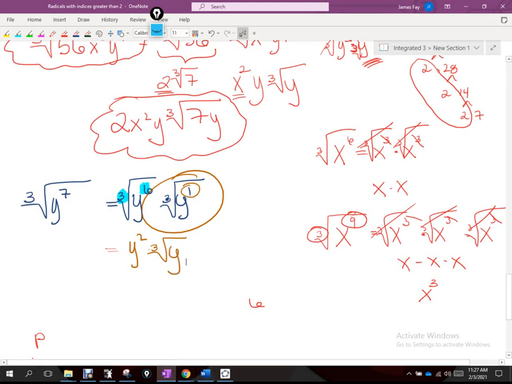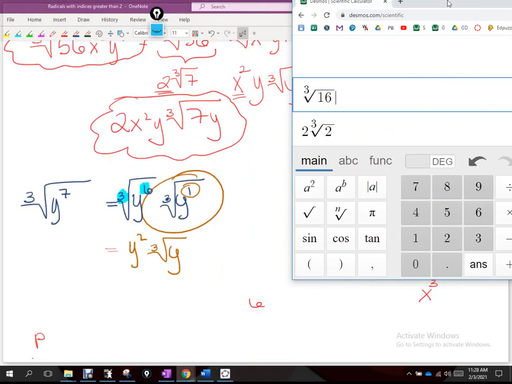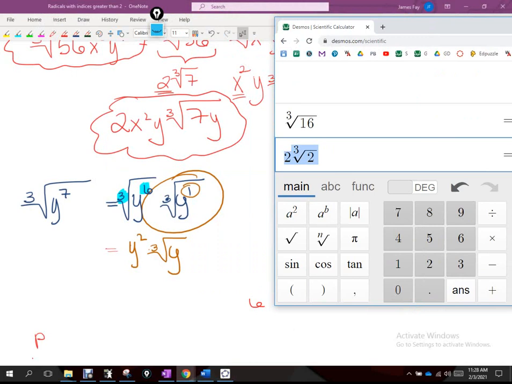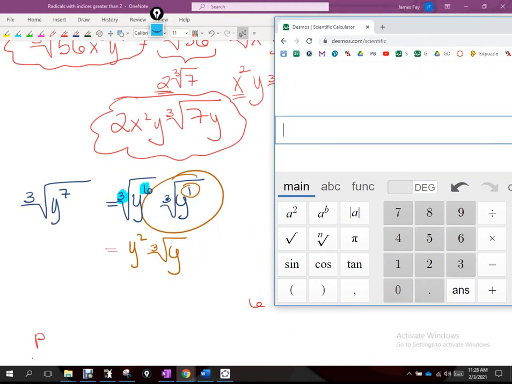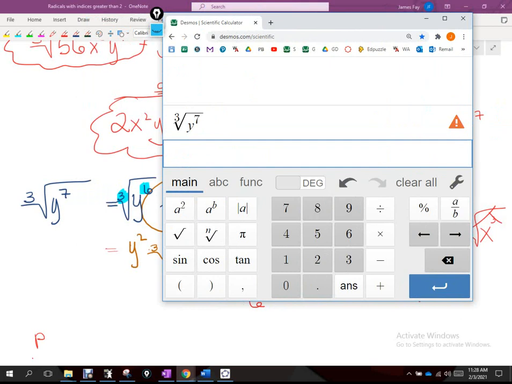So what I want to show you here is how to use Desmos to make sure that we've done this right. Or your TI 83, 84, TI 30 can do it too, but you've got to be a little bit more creative than what Desmos allows for. I'm just going to type in cube root of y to the 7th. Okay, it's not going to tell me the answer, it's not going to give me anything here. But then we'll type in y squared.